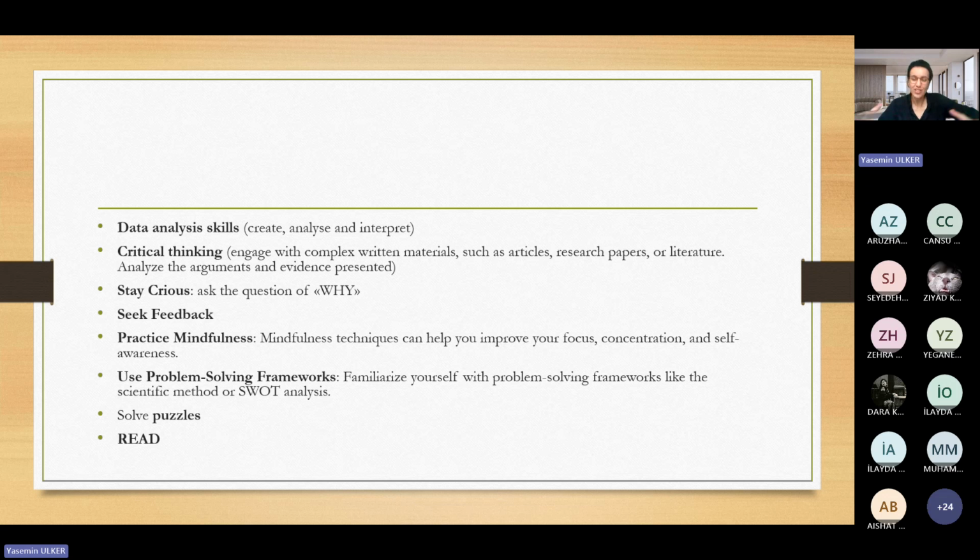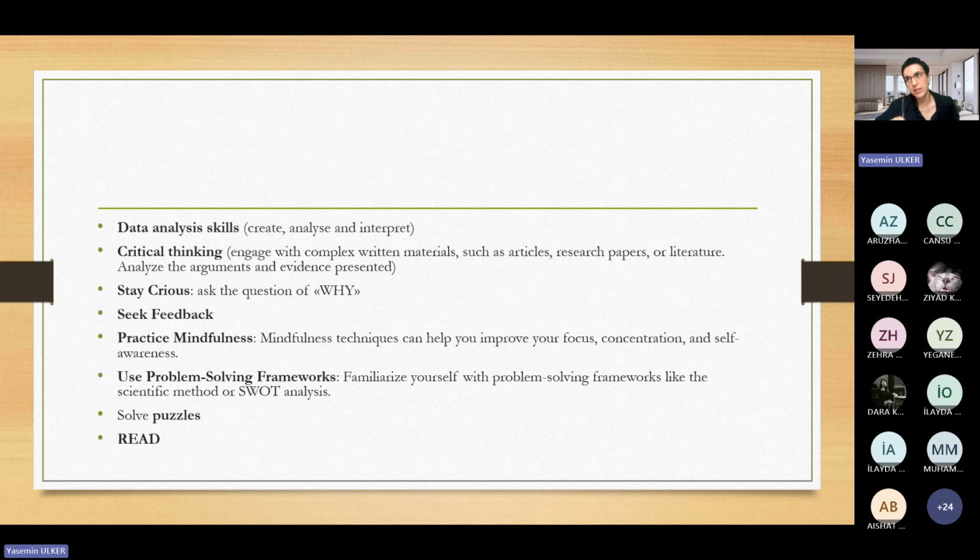That's why curiosity is very important, because that will ask you the question of why. Yeah, always ask why. Sometimes it might be annoying for some people. I mean, not in that way, you understand what I'm saying, but ask yourself and search for it. And seek feedback. Yes, seek feedback.